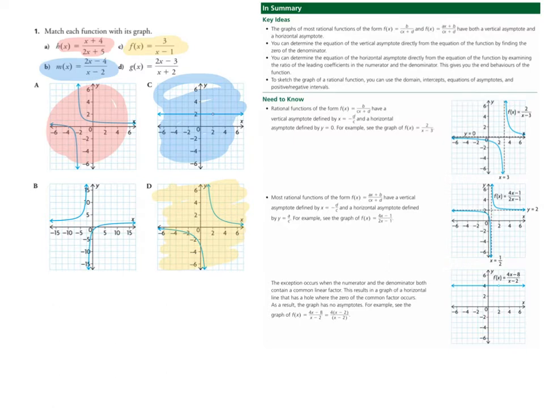All right, let's take a look at part D. g of x is 2x minus 3 over x plus 2. I might as well factor out the 2 here. All right, so we have a nicer version over here. You can see nothing cancels, so there are no holes. You have an asymptote at x is -2.